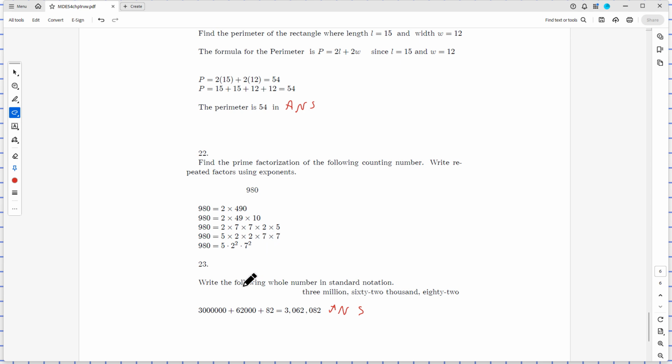Last problem, write the following whole number in standard notation, 3,062,082. And there's my answer, 3,062,082. And that's number 23.